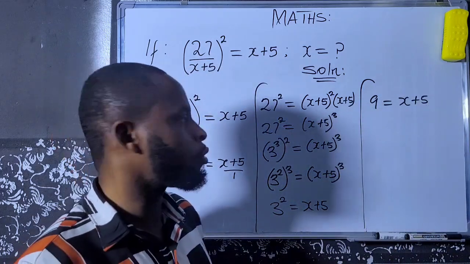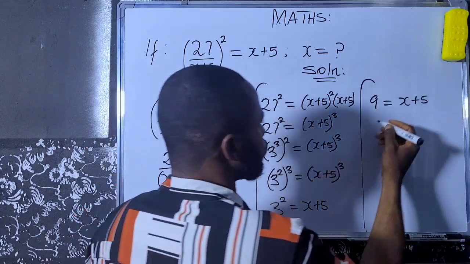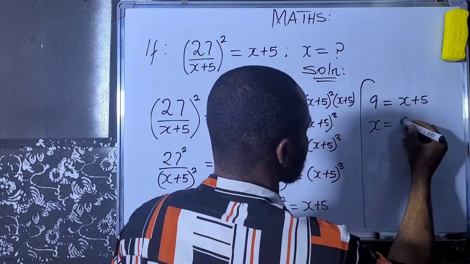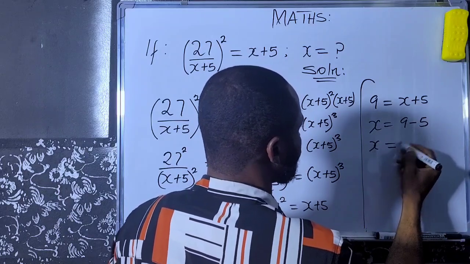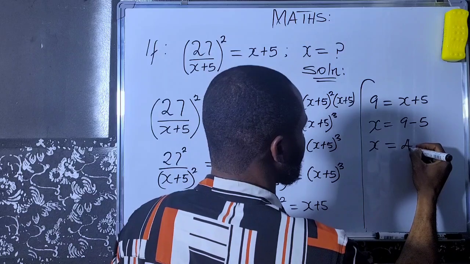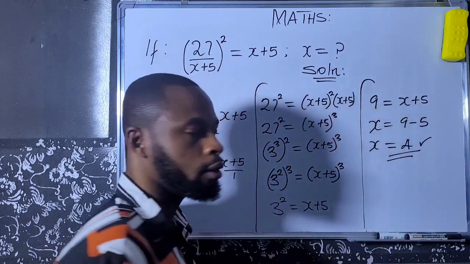The next step now for us is to collect like terms. And we're going to have here that x equals 9 minus 5. Therefore, x equals 9 minus 5, that gives us 4. And this is the value of x.